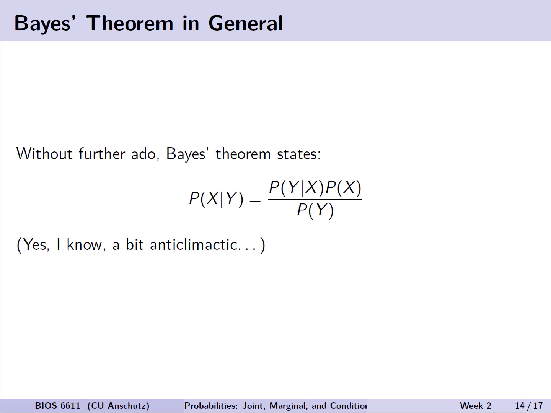So without further ado, Bayes' theorem states that the probability of x given y is equal to the probability of y given x times the probability of x divided by the probability of y. Okay, I can appreciate it's a bit anticlimactic. It's essentially just a fancy way of combining different conditional and marginal distributions and probabilities together in this randomly seeming way.